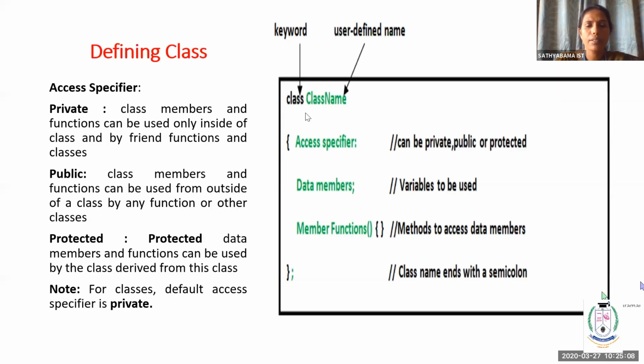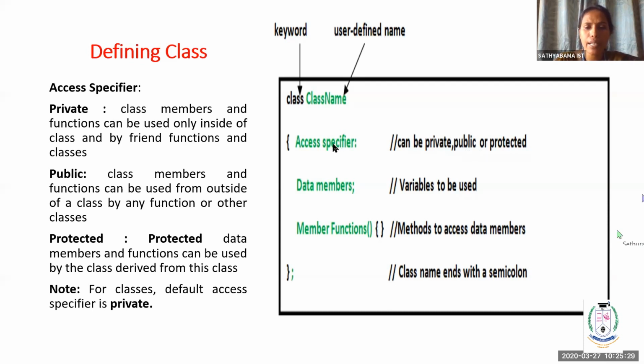Now look into that. Here, the general representation of defining the class is given. Class is a keyword, and class name is a user-defined class name. Now you have to specify the access specifier. That means the access specifier could be private, public, or protected.